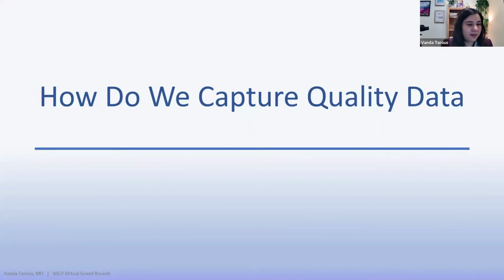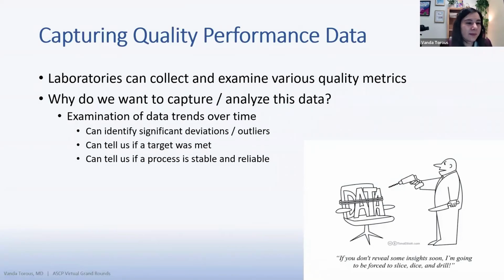Okay, so we talked about some of the metrics that we have, and I want to spend the remainder of this talk discussing how we can capture this data and then how we can use it. So, capturing quality performance data. Again, we collect a lot of data. We examine a lot of different quality metrics. Why do we want to do this? Well, examination of data trends over time can be so helpful to understanding what's going on. It can identify significant deviations or outliers. It can tell us if a target was met, and it can tell us if a process is stable and reliable.